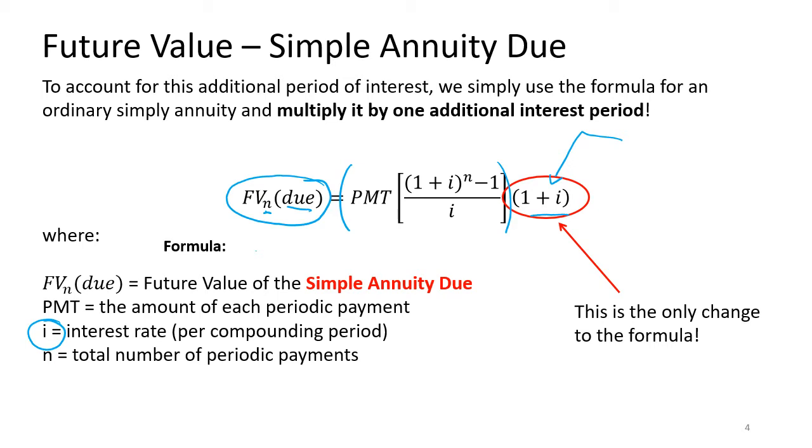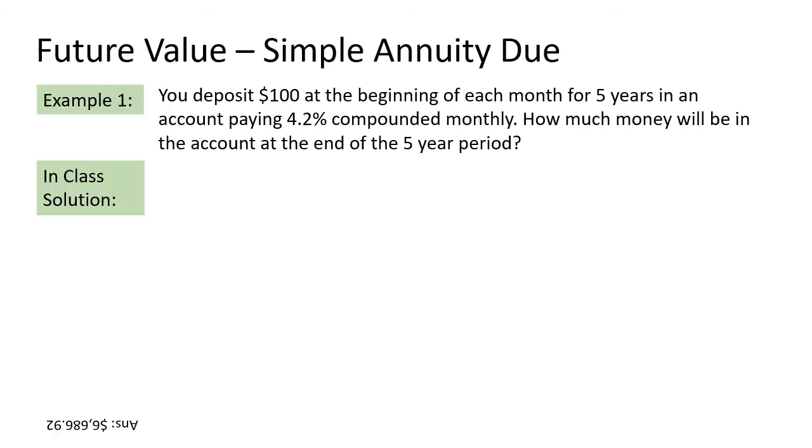So let's look at a few examples. You deposit $100 at the beginning of each month for 5 years in an account paying 4.2% compounded monthly. How much money will be in the account at the end of the 5-year period? A couple items to notice here. It says payments are at the beginning of the month. That means it's an annuity due. And your compounding frequency is monthly, and your payment frequency is monthly, so they're the same. That makes this a simple annuity due.